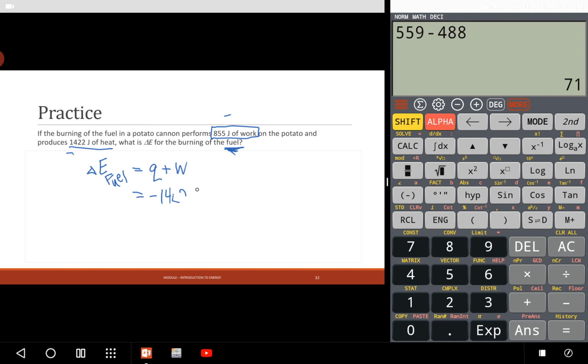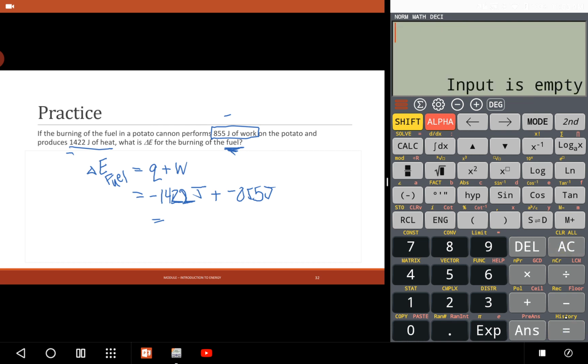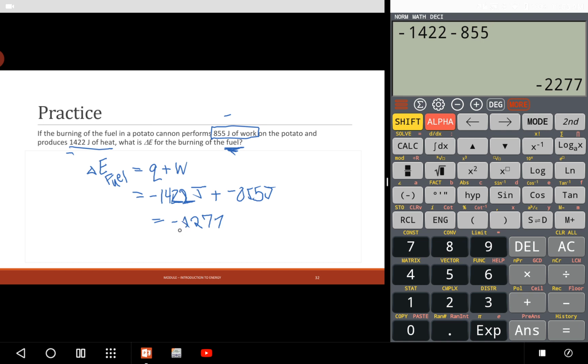1422 joules. And then that's going to be plus negative 855 joules. So that's negative 1422 minus 855, and that's negative 2277. That's supposed to be a 2, folks.